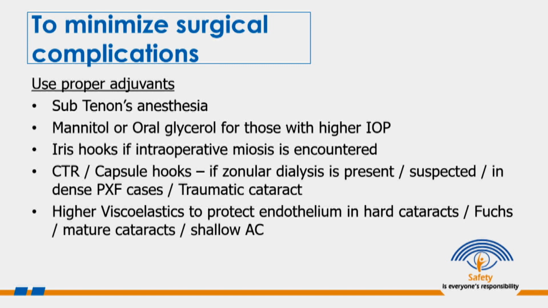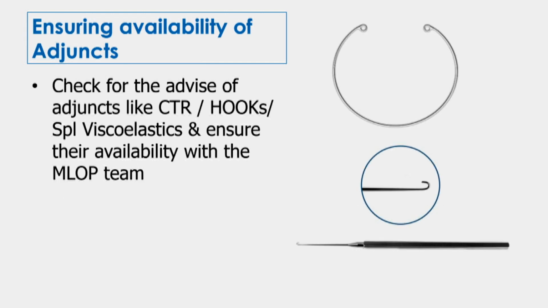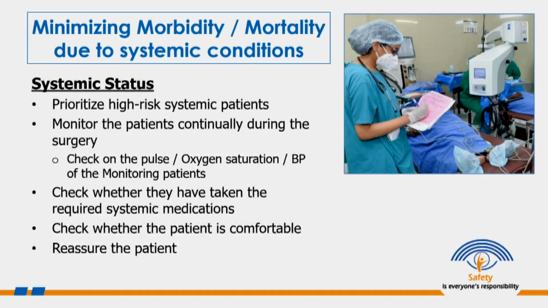And again, having all this, iris hooks, CTR, using a higher viscoelastic, understanding where this is needed, even a pre-operative documentation, will all minimize the overall surgical complications. Also, equally important, all these things must be available in the operating room. We need to check before we start the surgery. Whatever I'm telling you is not as we are operating, but as you start the surgery, you make sure that all these are available and then you start.